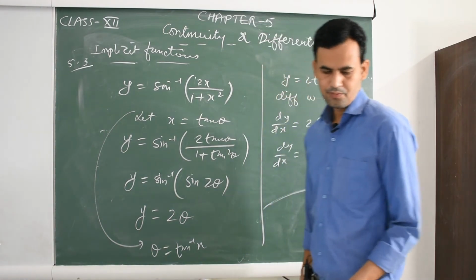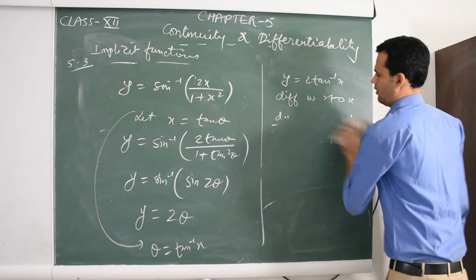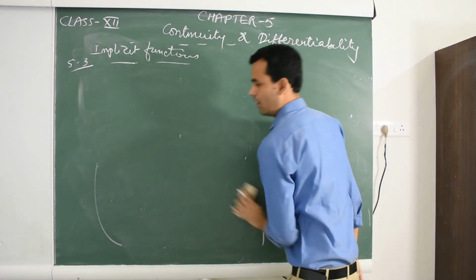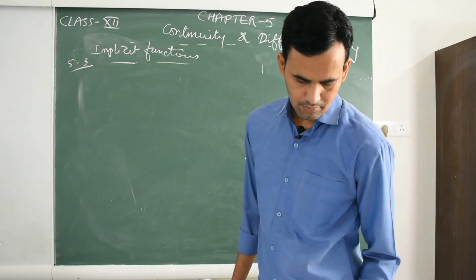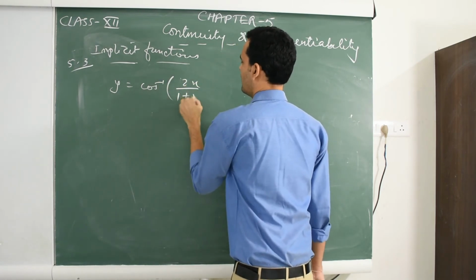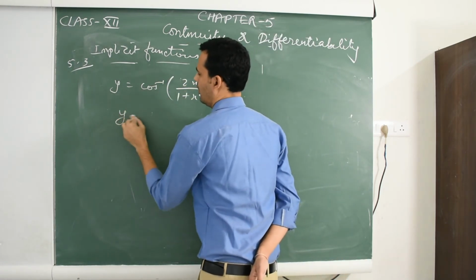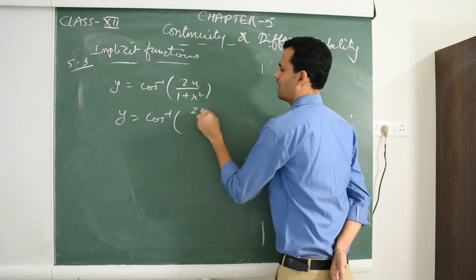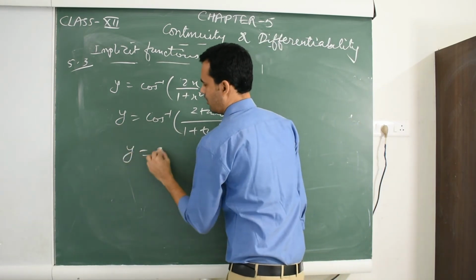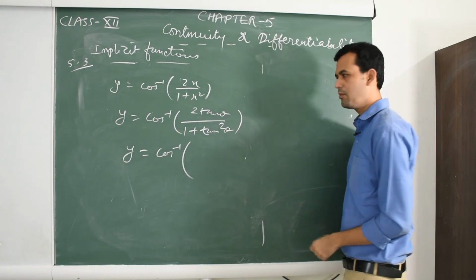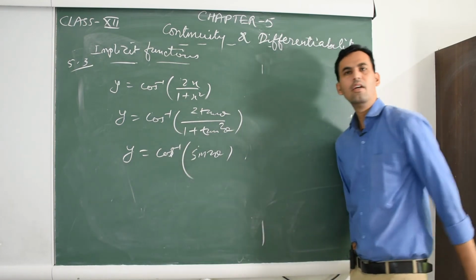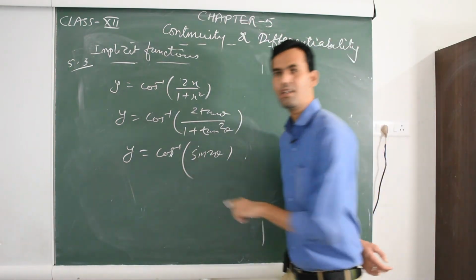Similarly, question number 13. y equals cos inverse of 2x upon 1 plus x square. Same, we put x as tan theta, so we get 2 tan theta upon 1 plus tan square theta, and the value of 2 tan theta upon 1 plus tan square theta is sin 2 theta. So here we have cos and here we have sin. So we change this sin into cos.